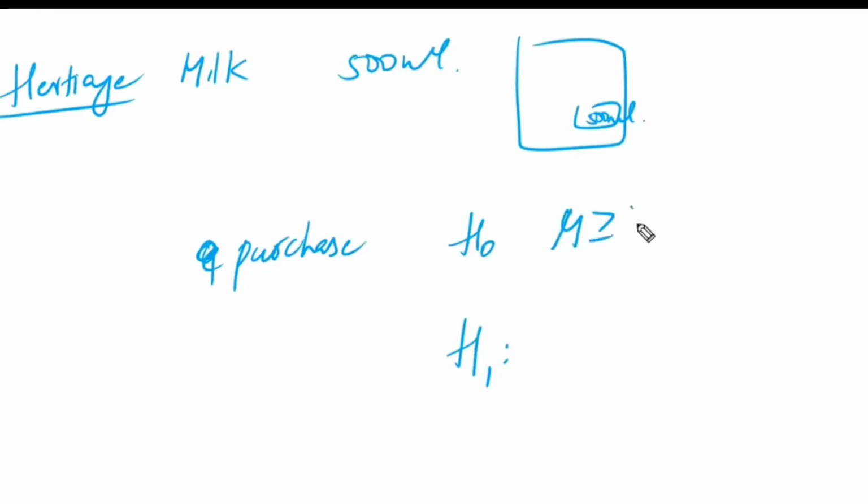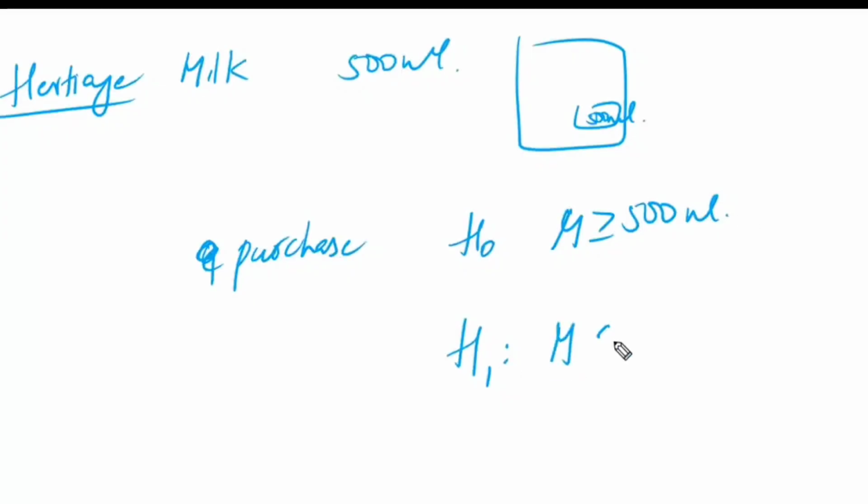If mu is greater than or equal to 500 ml, and you are getting 505 ml, are you going to complain to the Heritage company? Hey, you are giving 5 ml more in your packet, don't give like that? You will not make any complaint like that. Nothing, right? Simply you will enjoy that 5 ml also.